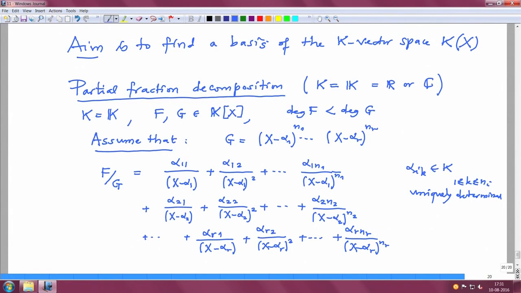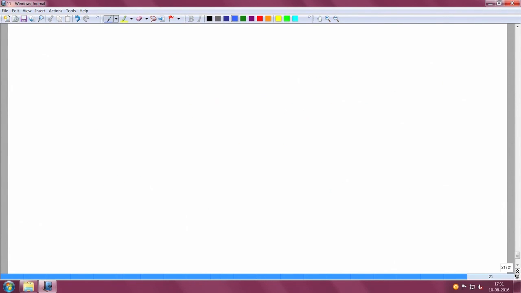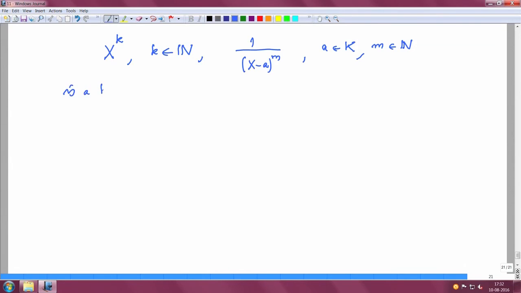So, what is it useful for? What I want to claim is, if I take the powers of x, where k is varying over the natural numbers, and then take such things as 1 over (x minus a) power m, where a is varying as a constant and m is varying as a natural number, then what we have checked is that this big set is a k-basis of k[x].